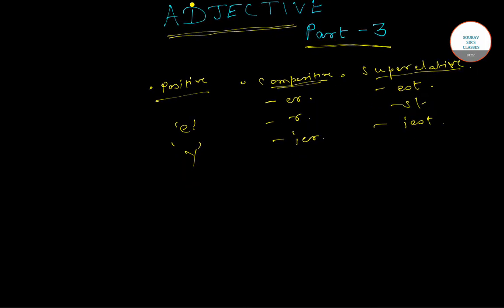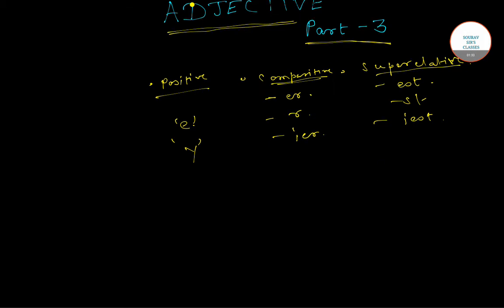Sometimes there are no rules, for examples, good, better, best, and sometimes when the adjectives are large we use more for comparative and most for superlative. Now there are some adjectives for which superlative and comparatives do not exist.